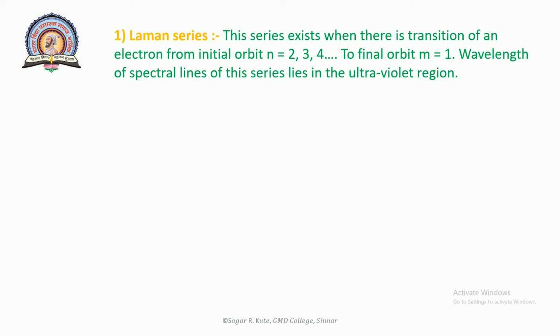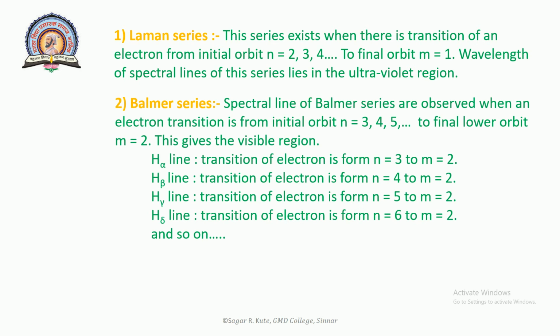Now second will be the Balmer series. Spectral lines of Balmer series are observed when an electron transition is from initial orbit n is equal to 3, 4, 5 up to infinity to final lower orbit m is equal to 2. This gives the visible region.